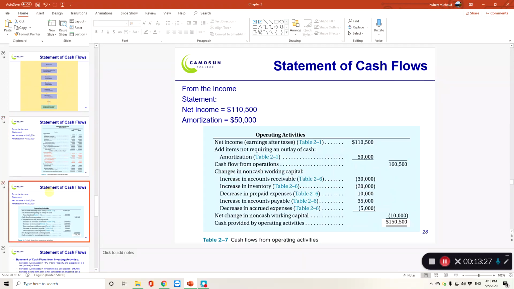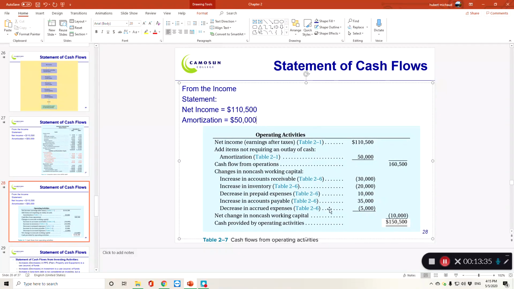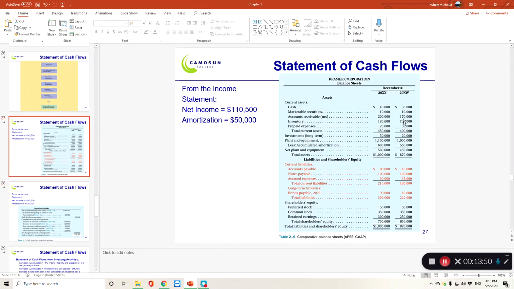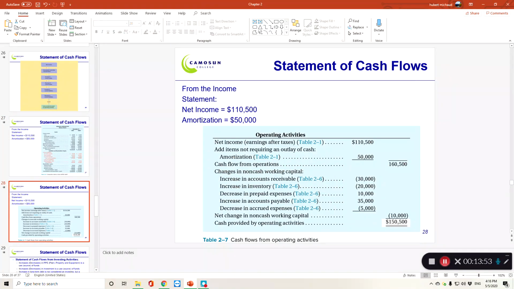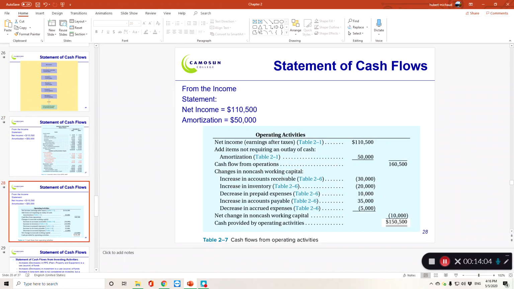So if we go back here in the statement of cash flow, we start at our 110,500, which is our net income. We add the $50,000 amortization, and then we make all these adjustments I just told you about for the current assets. We didn't do the current liabilities yet, these two I didn't do, but I did the current assets here. The first $30,000 comes from the change in accounts receivable, and it was a use of cash, so it should be negative. The increase in inventory was a use of cash, negative. And the decrease in the prepaid expense was a source of cash, so a positive amount.